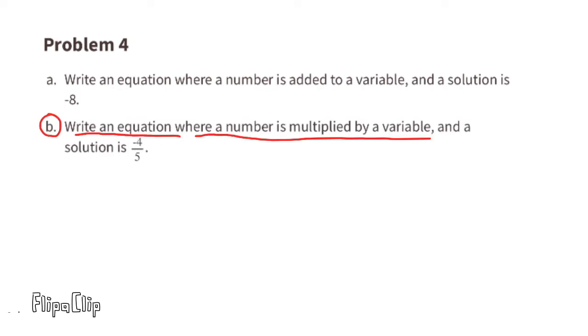B. Write an equation where a number is multiplied by a variable and a solution is negative 4/5. This time they want to multiply a number by a variable, and the solution needs to be negative 4 over 5. So we can use 5/4 x equals negative 1. That's because when we multiply 5/4 times its negative reciprocal, the answer is going to be negative 1. So you could write this equation as your answer. 5/4 x equals negative 1.